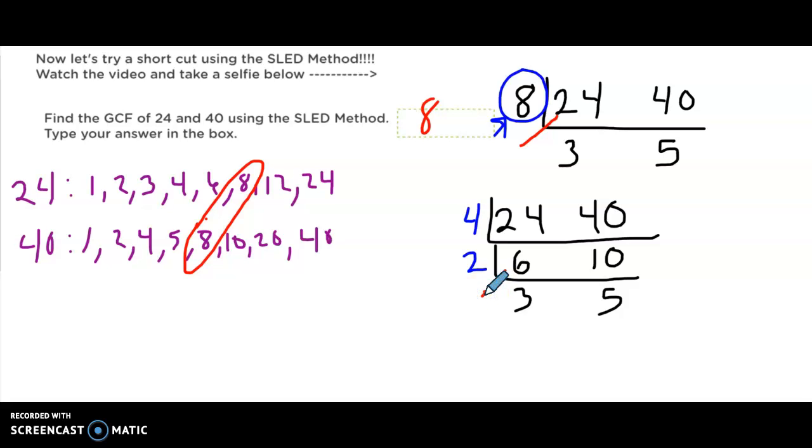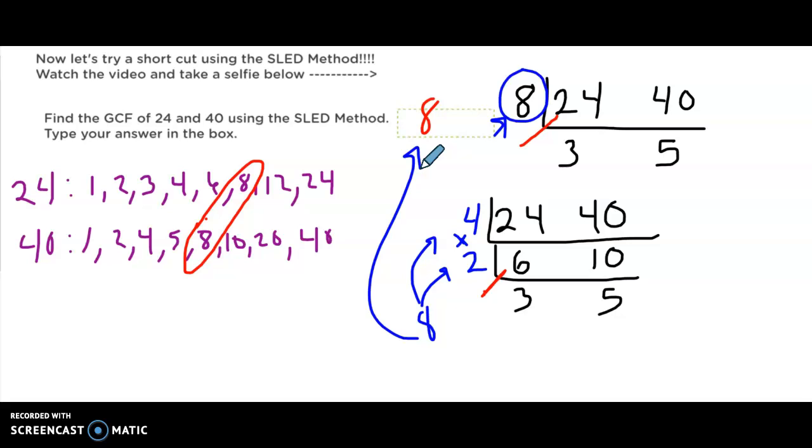Now think. Is there a way that I can get 8 with both 4 and 2? What do you have to do? That's right, you have to multiply, because the opposite of division is multiplication. What's 4 times 2? 8. Hey guys, that's your GCF. So it didn't matter if I pulled out an 8 or if I pulled out a 4 and a 2. You still get a factor of 8.